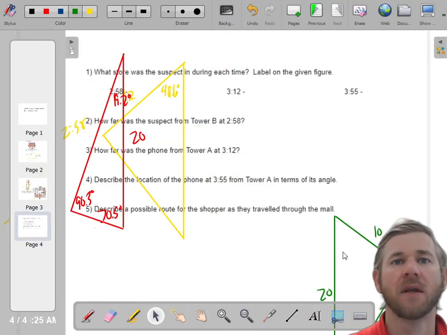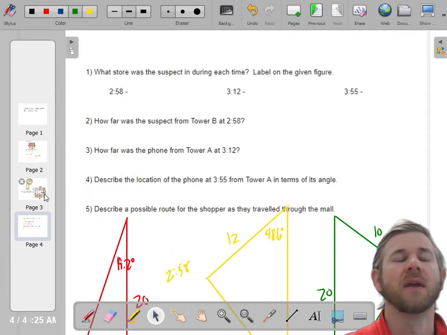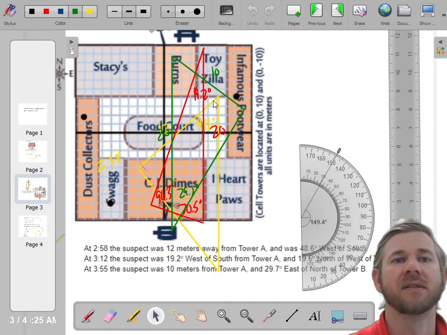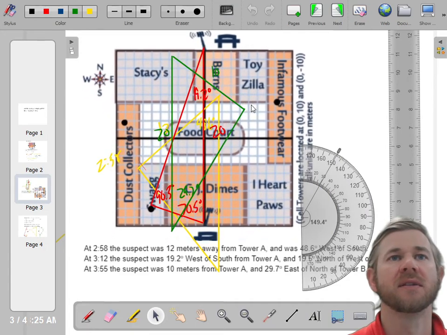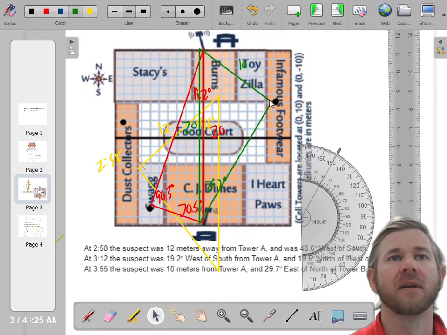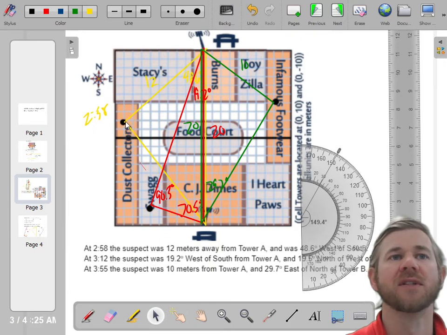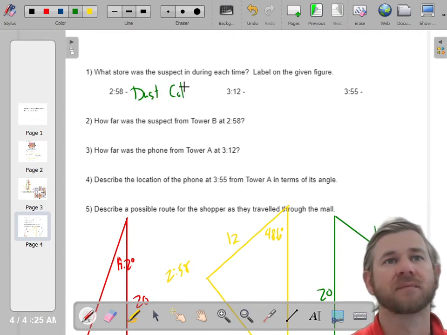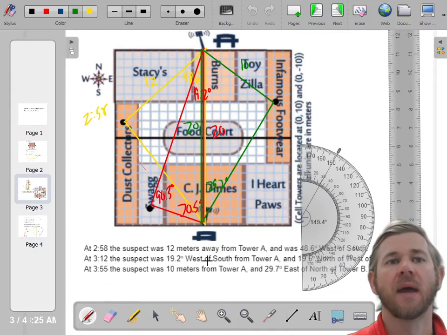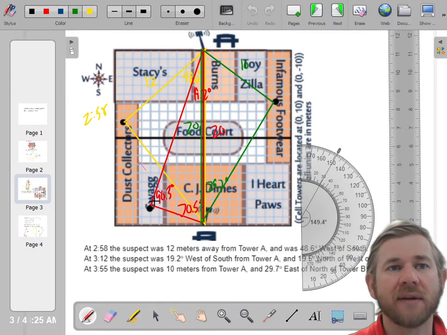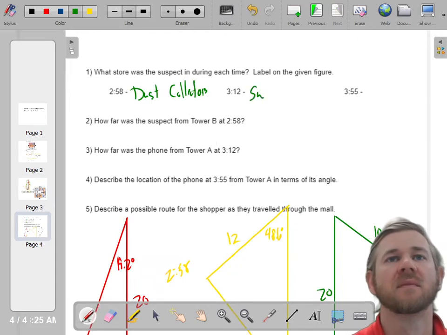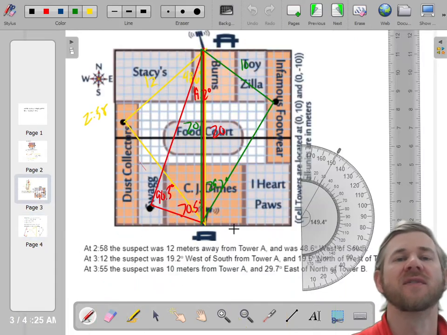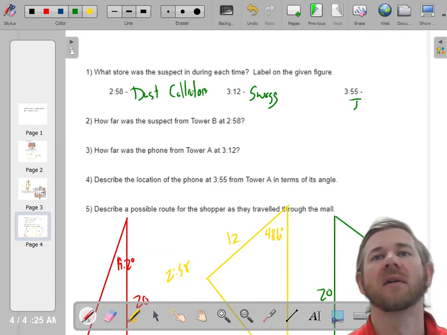Okay. So remember, the first one is we know our time was 258, and that was, let's see if I can put these back on here. There you go. 258 was the yellow one, and we were in the dust collector. So the first question is, where were we? We were in the dust collectors. The second one, at 312, we were down here in swag. And then the third one at 355, we were over here in infamous footwear.